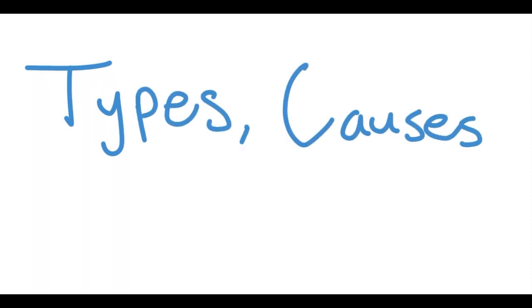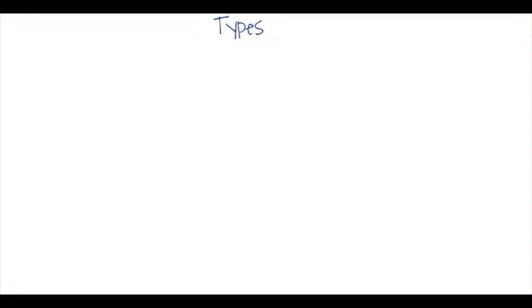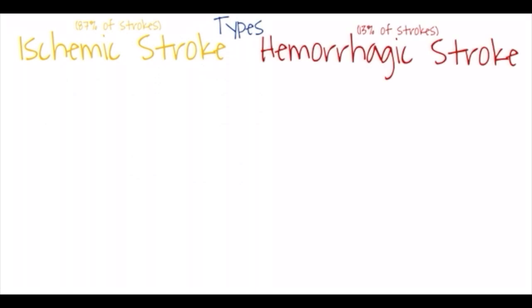In this video, I'll be discussing the types, causes, and symptoms of stroke. To fully understand stroke, it is important to know that there are two main types of strokes. The most common type, ischemic stroke, accounts for about 87% of all strokes. The other 13% are hemorrhagic strokes. Ischemic strokes can further be subdivided into two types.